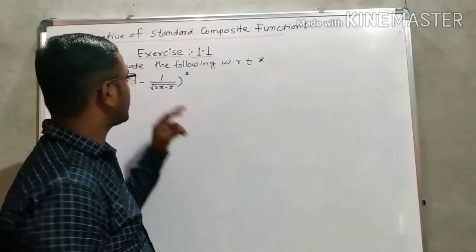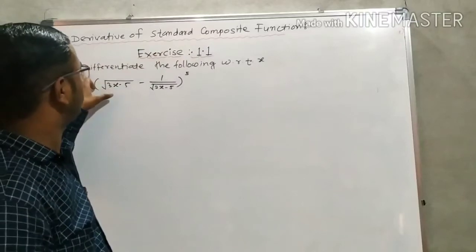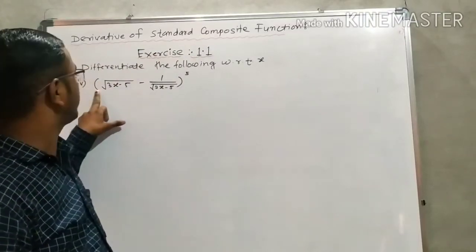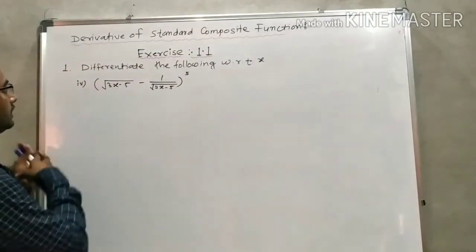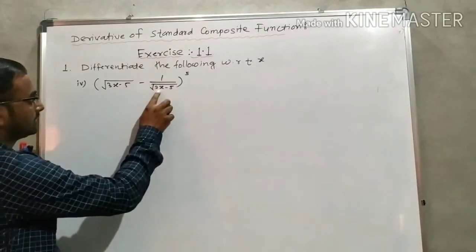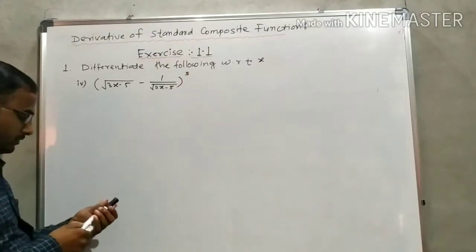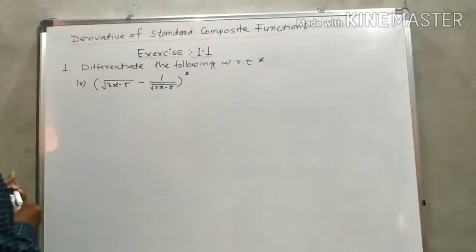Hello student, to solve the next problem in exercise 1.1, question number 4: y equals the bracket of square root of 3x minus 5 minus 1 upon square root of 3x minus 5, the bracket to the power 5. Okay, so solution.